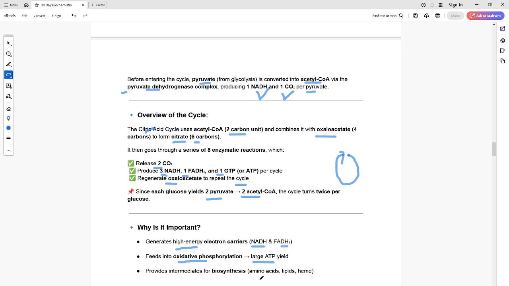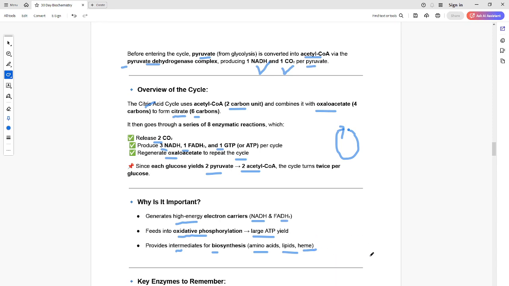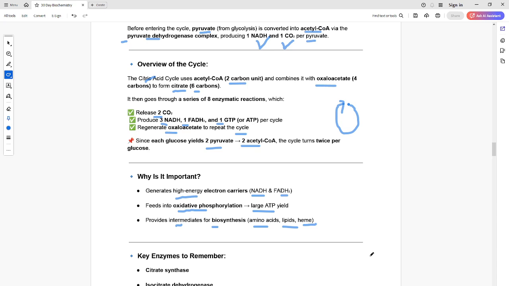Okay, why else is this Krebs cycle important? Number one, it provides energy. Number two, it provides intermediate molecules used for biosynthesis. For example, we can use the intermediates of the Krebs cycle to synthesize amino acids. Like what? Like alpha ketoglutarate, we can use it to produce glutamic acid. Oxaloacetate, we can use it to form aspartic acid. Okay. Also, we can form lipid and heme. Heme, we produce it from succinyl-CoA. Okay.